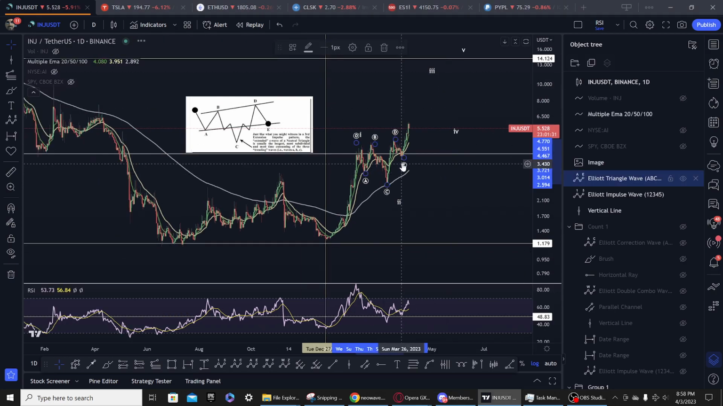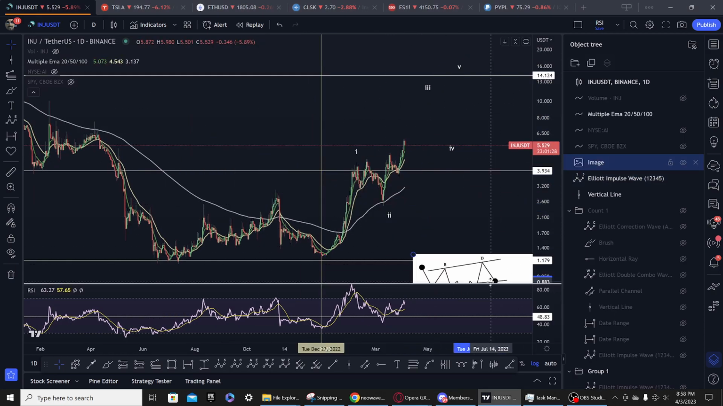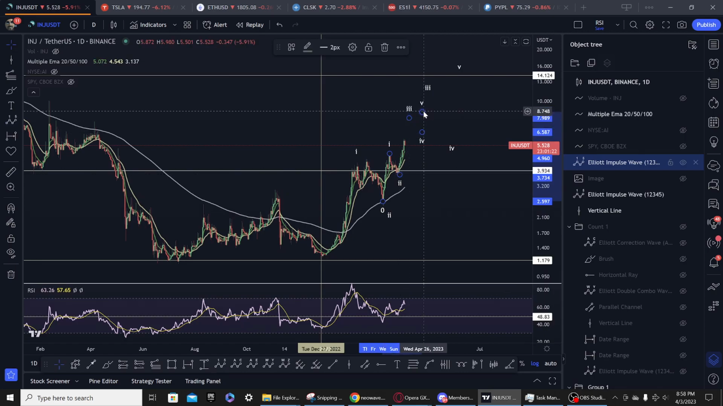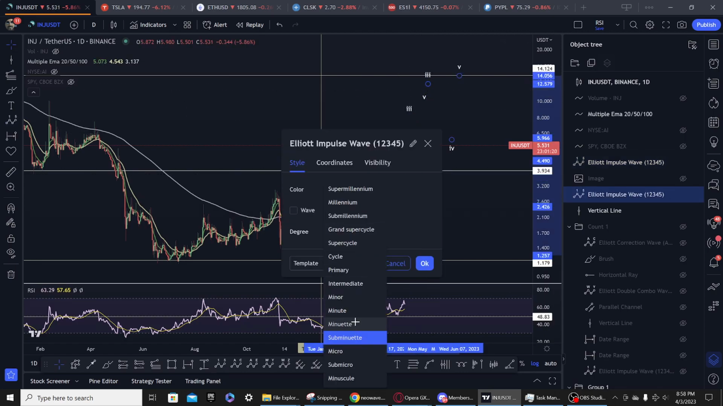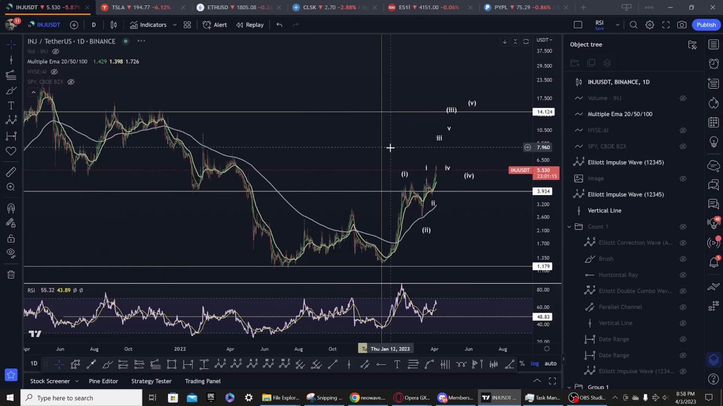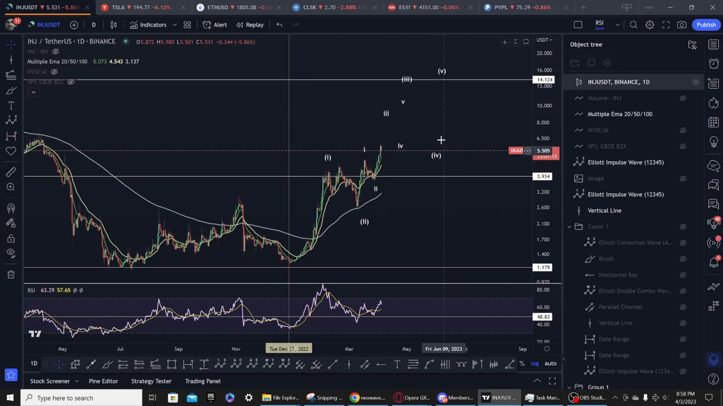But let's just use regular. If we are really bullish, then it's a 1, 2, 1, 2, 3, 4, and 5. So it's nested, right? So something like that. Now, that could be the case, but I'm not sure.